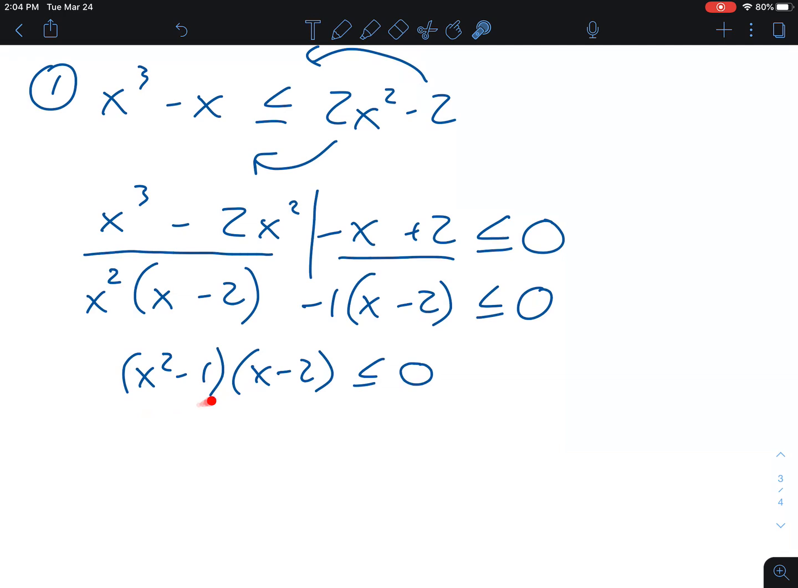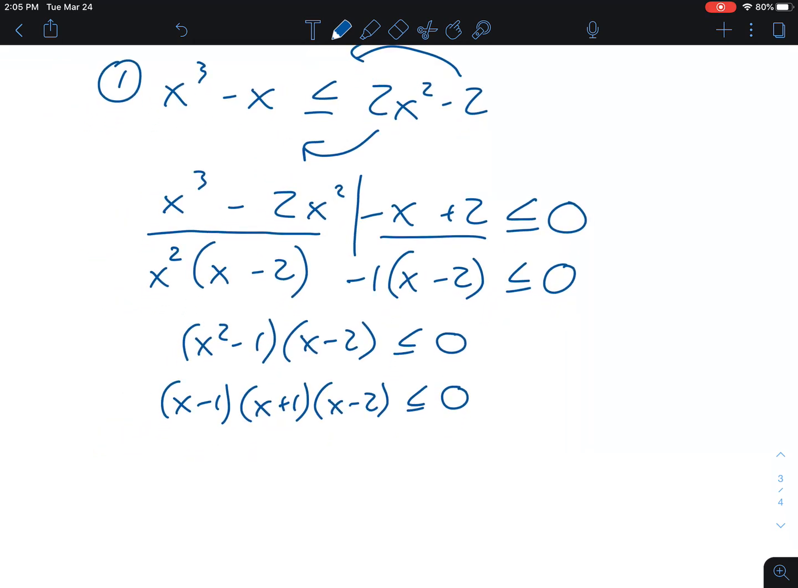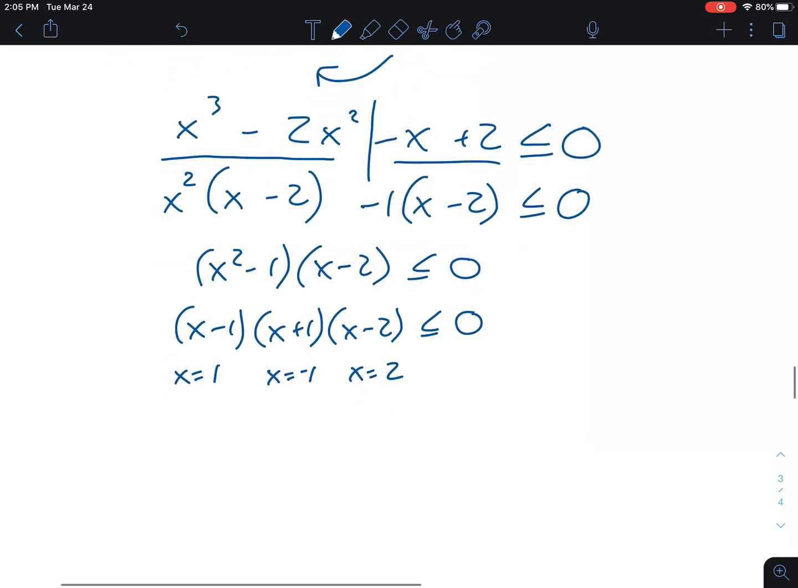All right, I could do a little bit more. This factor is 2 terms, both are perfect squares, and there's a difference sign in between them, so I can do x minus 1, x plus 1, x minus 2 is less than or equal to 0. Right? So now I have my three factors. I basically factored my inequality right here. What I need to do now is find the zeros for each of these. Where are the intercepts? I have 1, -1, and 2.